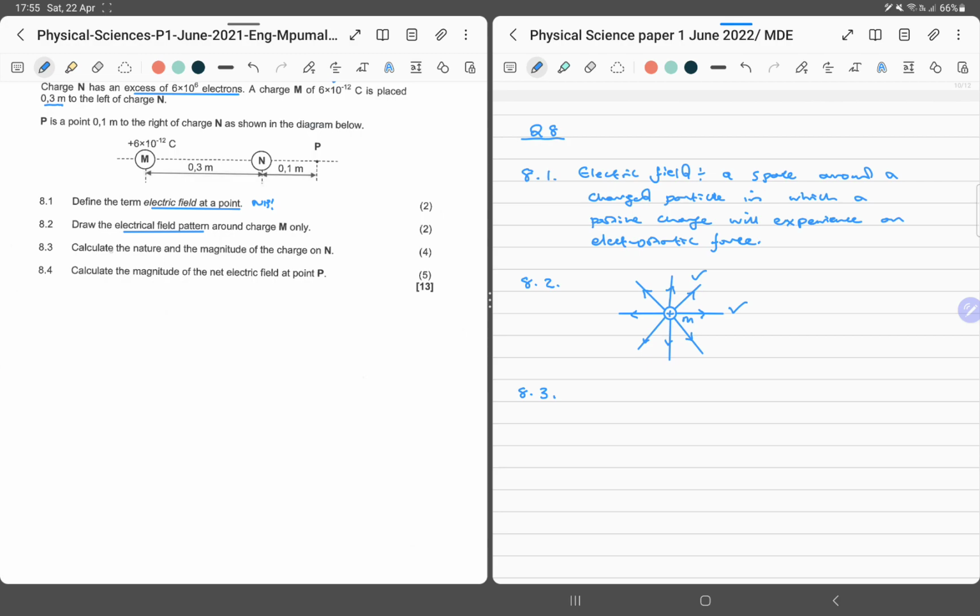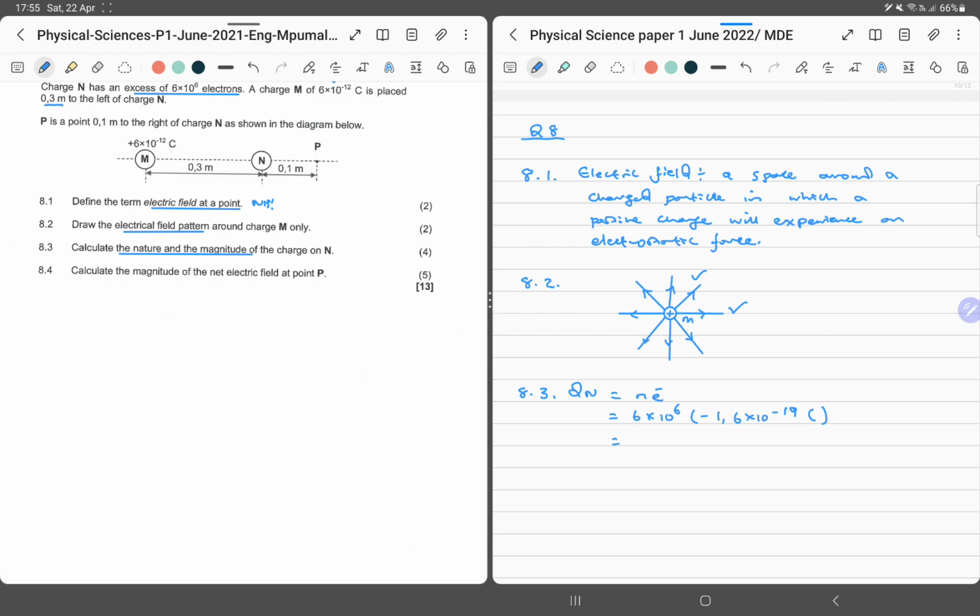8.3, it says calculate the nature and magnitude of charge on N. So we know that the charge on N is going to be the number of electrons involved. What is that? This is now 6 times 10 to the exponent 6. And then the charge on an electron is minus 1,6 times 10 to the minus 19 coulombs.